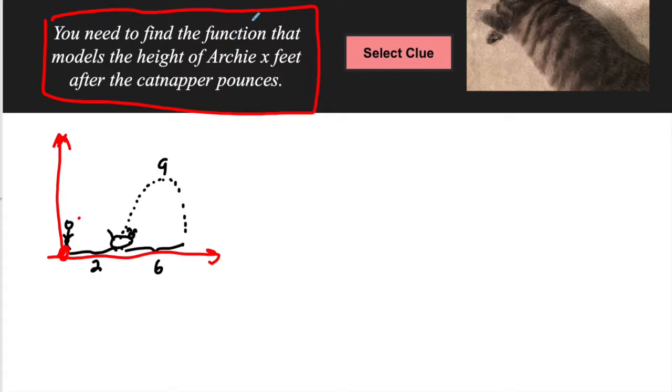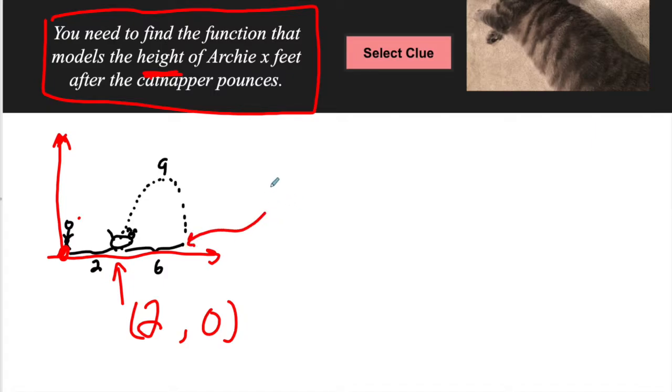Okay. So what points do we know based on this situation? What we know, we want the height. Right now he's on the ground, so his height is 0. And how far is he from the catnapper? Well, he's 2 feet ahead of the catnapper. So that would be 2, 0.